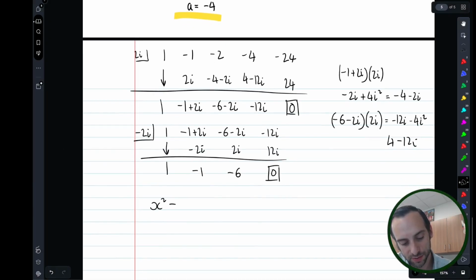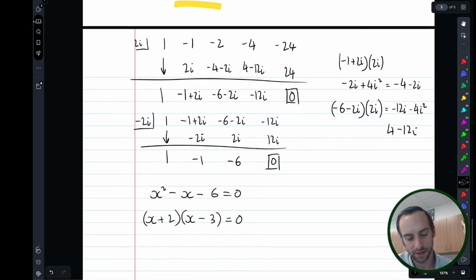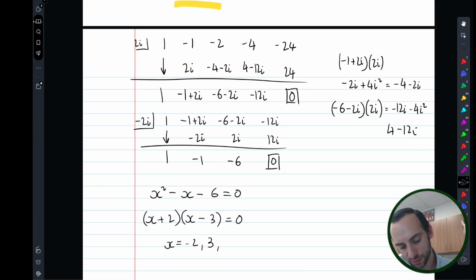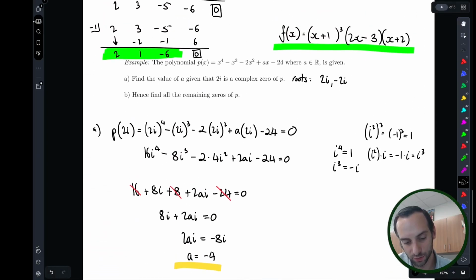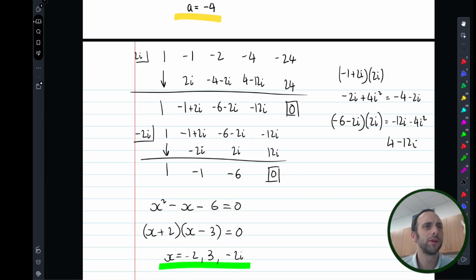So we have x squared minus x minus 6 equals 0. Should factor up nicely. x, that would be a 3 and a 2, minus there, plus there. So our remaining zeros are x equals negative 2, 3, and the one we weren't given, which was the negative 2i. So a nice way to get all the roots of a polynomial bouncing between synthetic division and straight algebra.